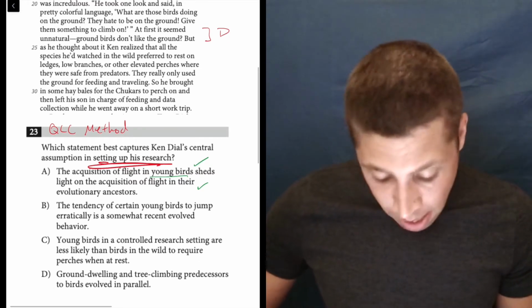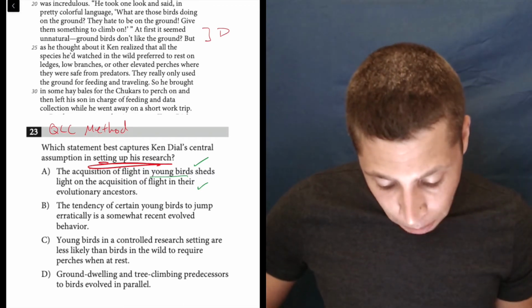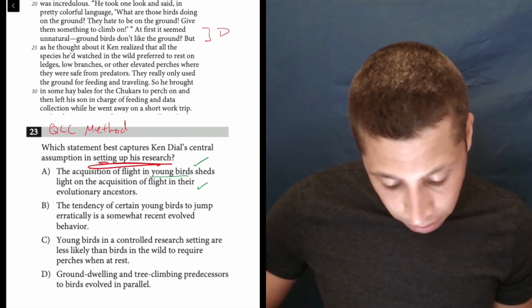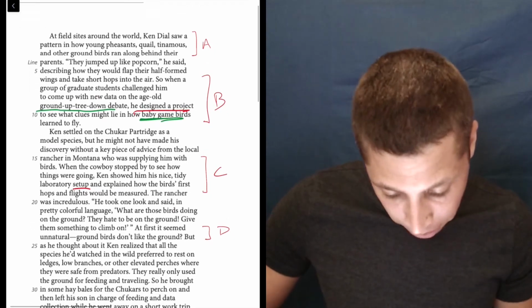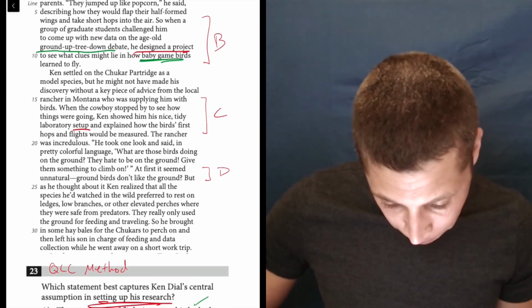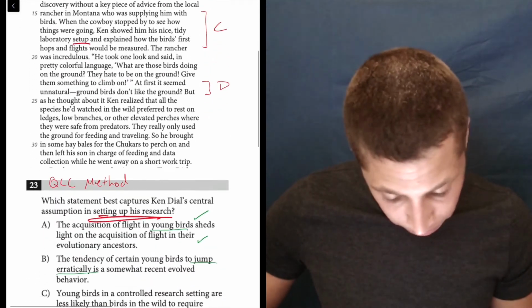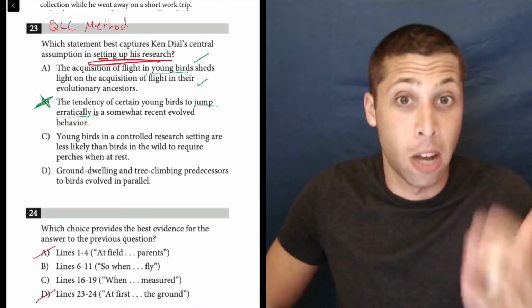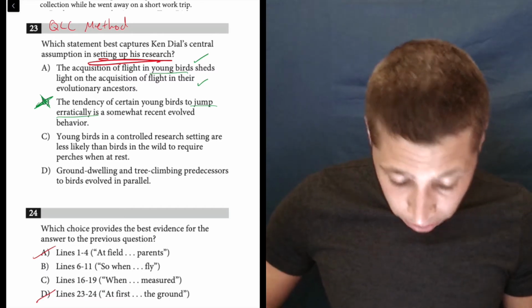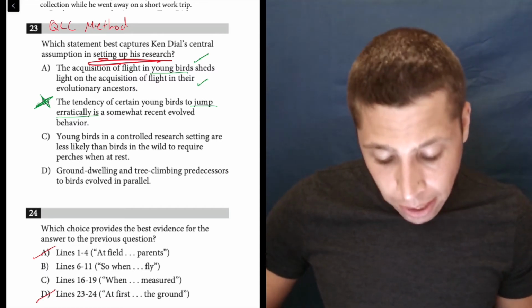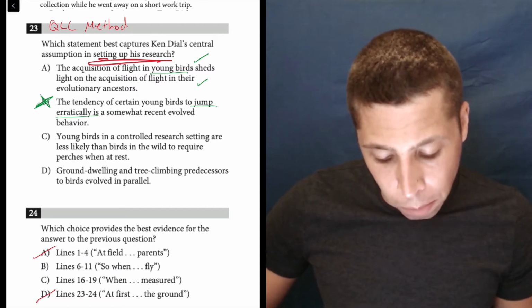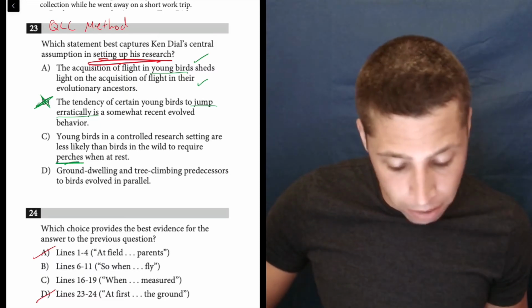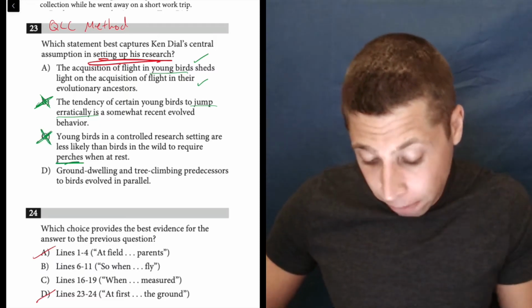Let's look at B. The tendency of certain young birds to jump erratically is a somewhat recent and evolved behavior. Well, I don't see them jumping anywhere. No. They're not jumping. So, I don't know what that's about, so gone. C. Young birds in a controlled research setting are less likely than birds in the wild to require perches when at rest. Well, perches weren't talked about either, so I don't know. That doesn't make any sense to me either.